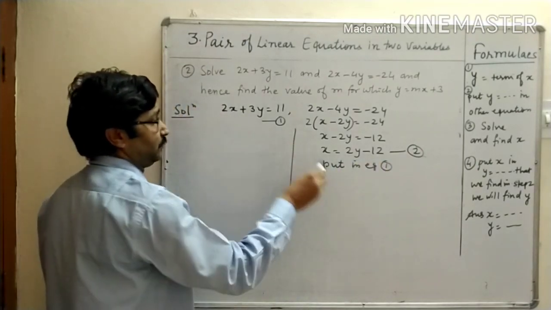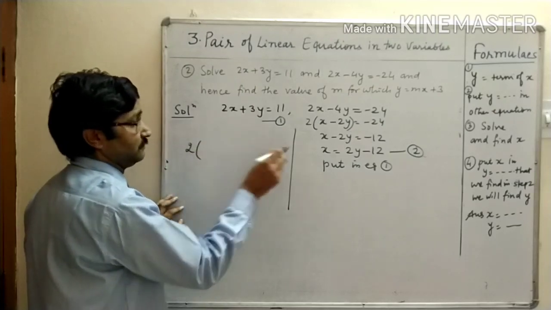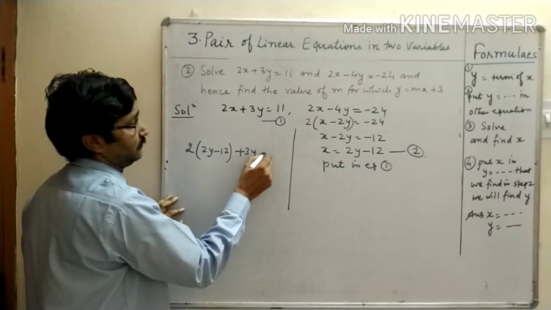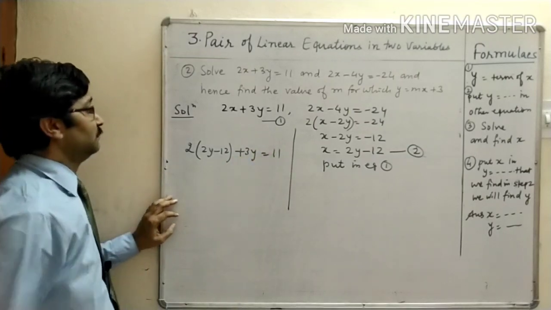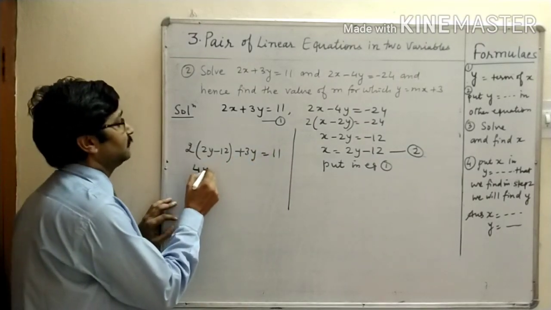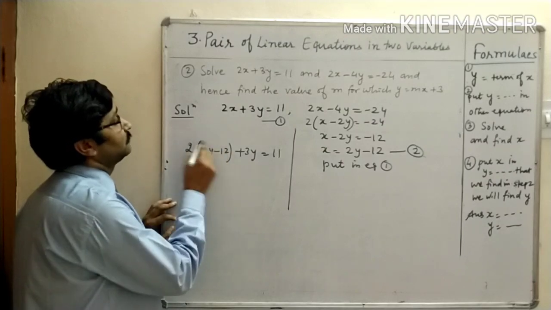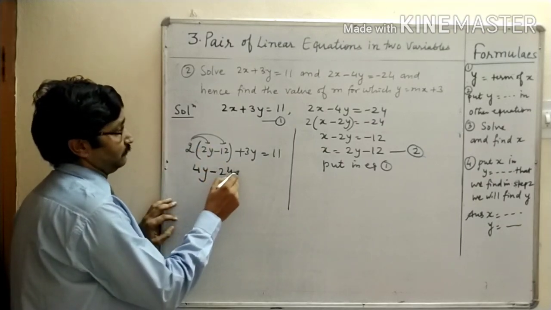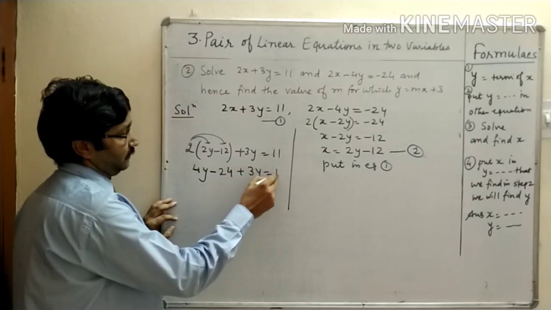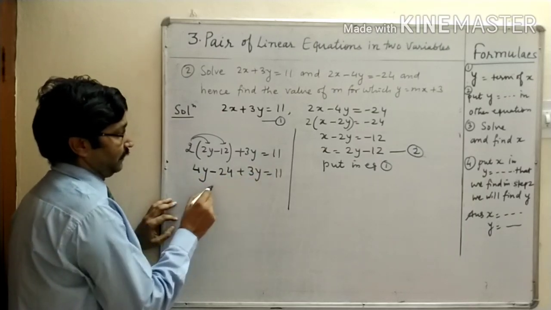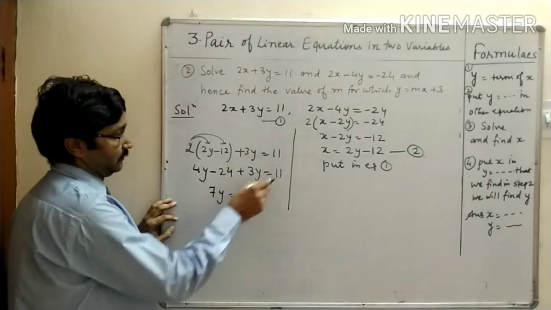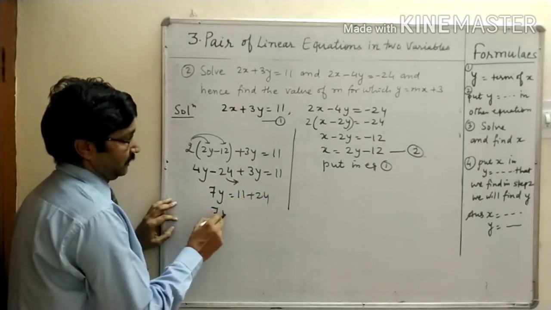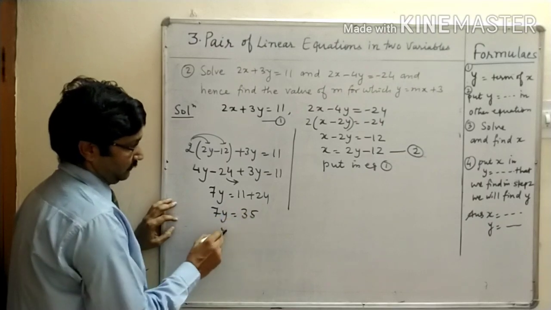So look here, in equation 1, in place of x we have to put 2y minus 12, plus 3y equal to 11. Here you multiply, 2 times 2y is 4y, and both terms you have to multiply, minus 24, plus 3y equal to 11. 4y and 3y we get 7y equal to 24 plus 11, you can transfer. So 7y equal to 35, and y equal to 5.